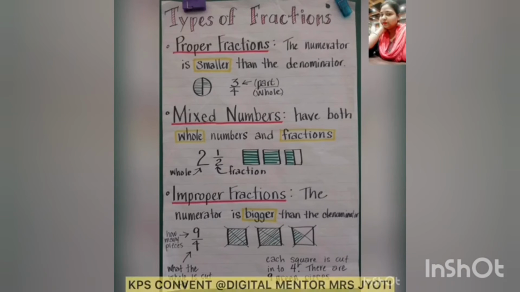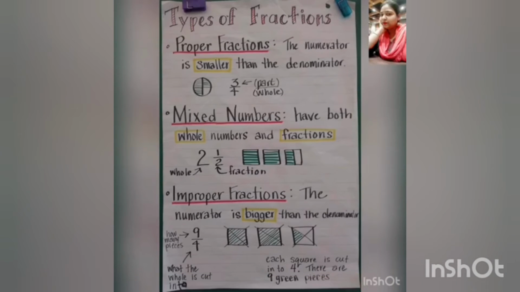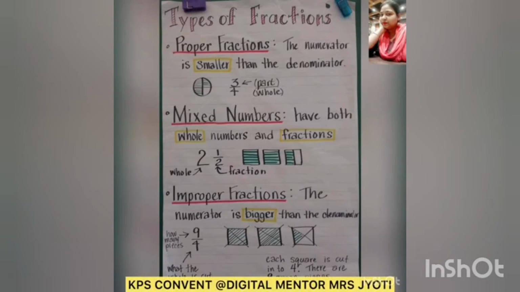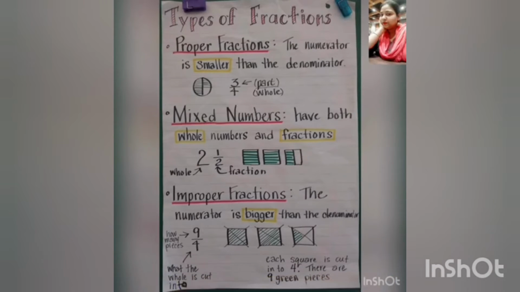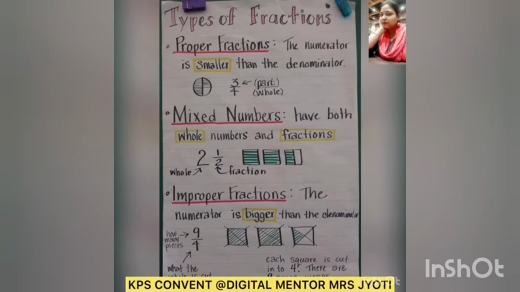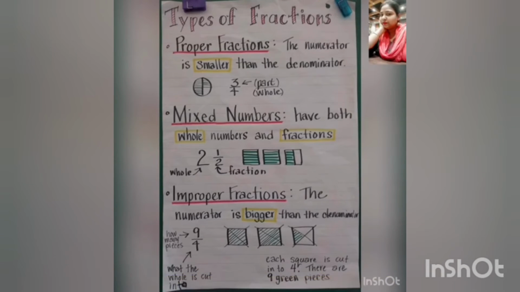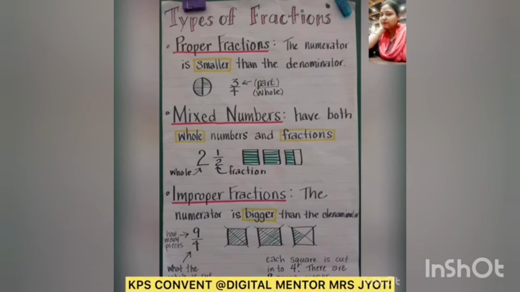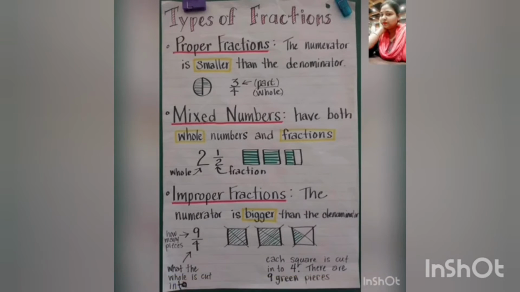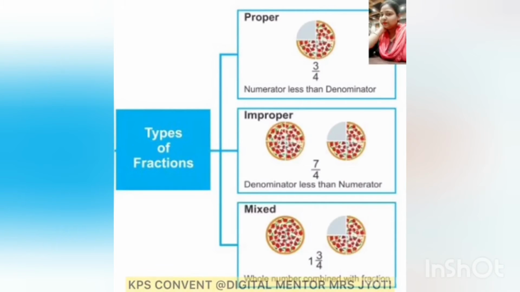2 is a whole and 1 by 2 is a fraction. Next, improper fractions. In this fraction, the numerator is bigger than the denominator. For example, 9 by 4. 9 is a numerator and 4 is a denominator. So, 9 is greater than the denominator. Let's take an example. As you see on the screen, first is a proper fraction, second is an improper fraction, and third is a mixed fraction.